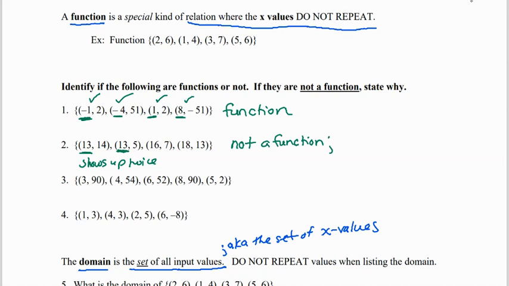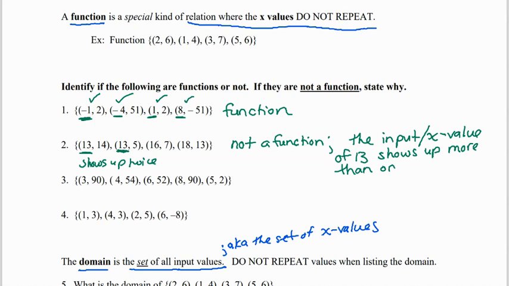And it says explain why, and it's because the input, slash x value, of 13 shows up more than once. It cannot repeat, but it does, so therefore it's not a function. Okay, questions? Somebody was starting to say something.